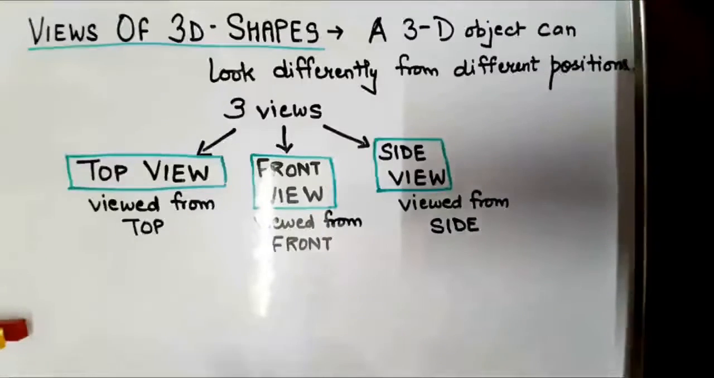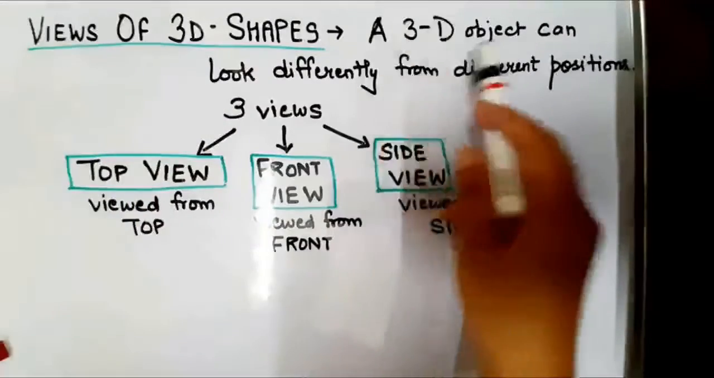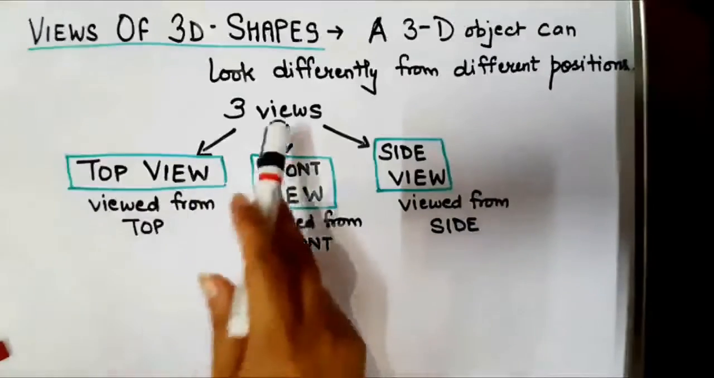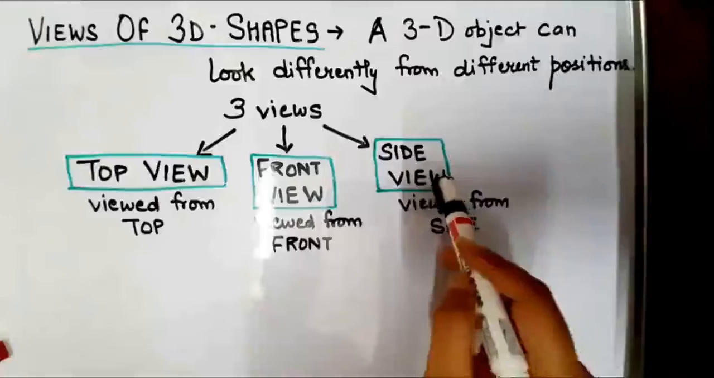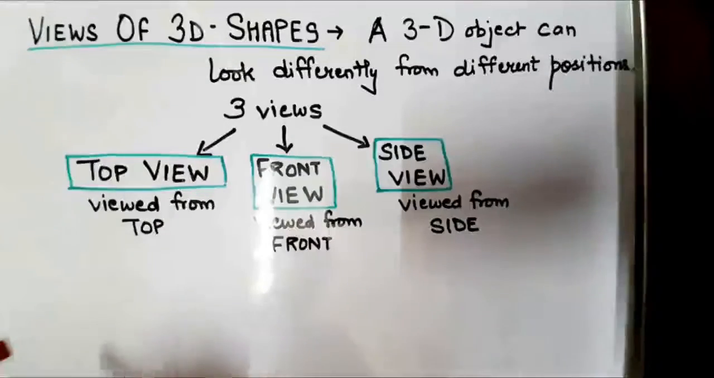Next, we talk about the different views of 3D shapes. A 3D object can look different from different positions. Mainly we are talking about the three views: top view, front view, and side view. The names themselves suggest where we are viewing the object from.